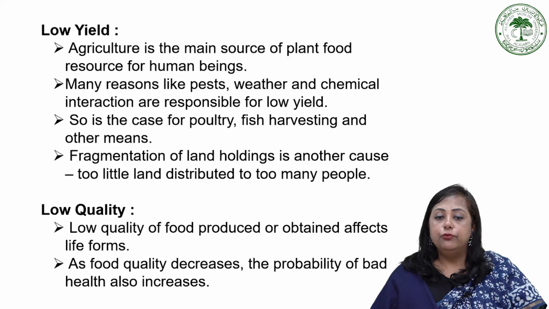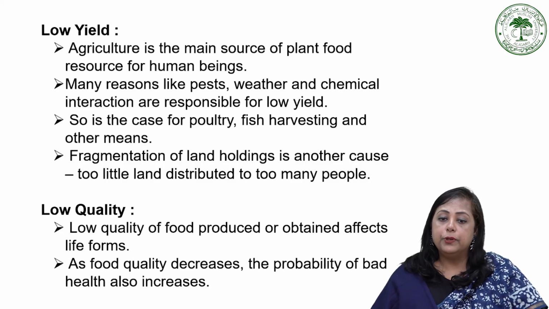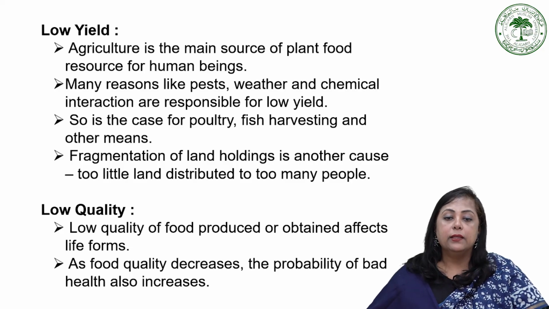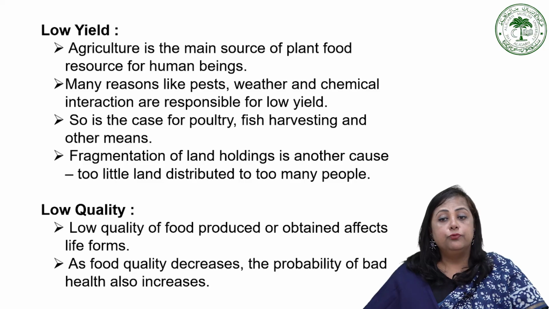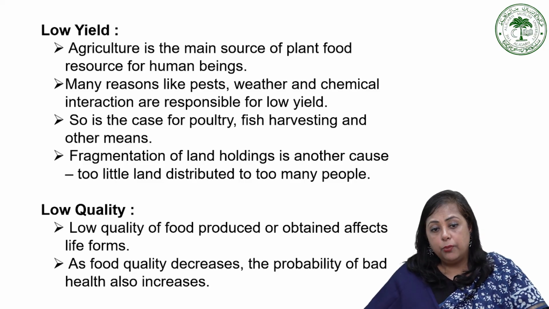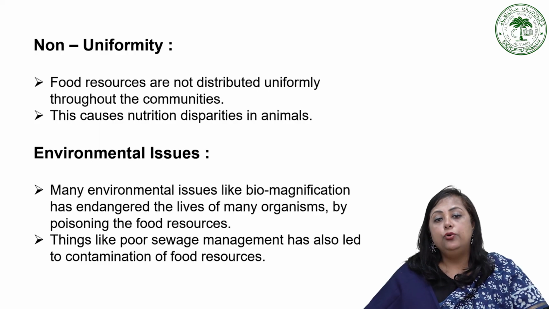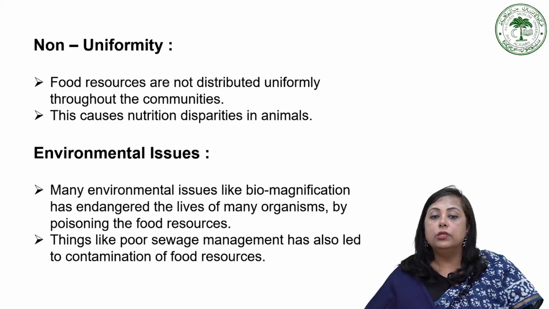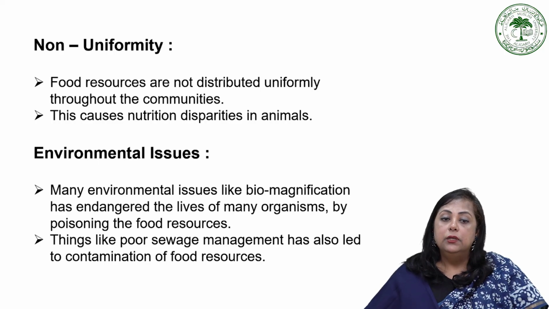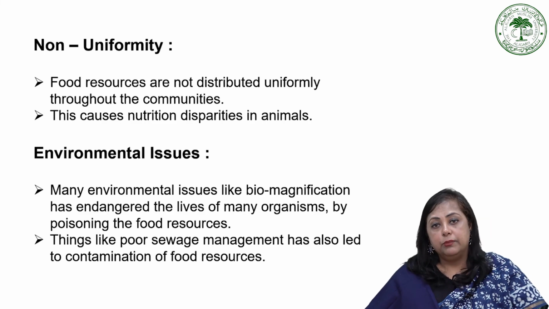Low quality of food produced or obtained affects life forms. As food quality decreases, the probability of bad health also increases. So food security doesn't mean the compromise with the quality. We have to improve the quality also. Non-uniformity. Food resources are not distributed uniformly throughout the communities. This causes nutrition disparities in animals and man.